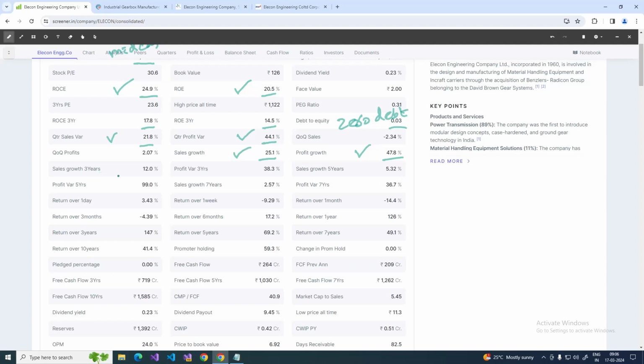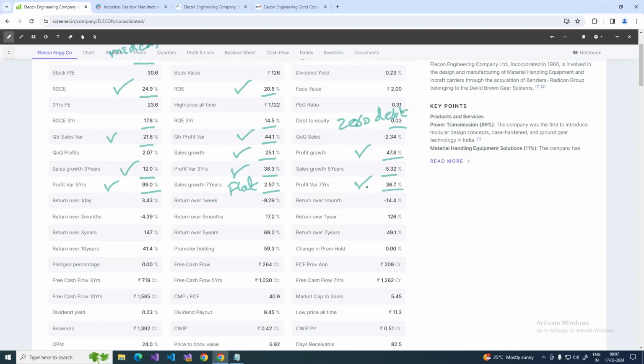Later 3 year sales growth is 12% and profit growth is 38.3%. This is also good. And 5 years sales is 5.3% and profits are 99%. So profits are excellent but sales are flat. That's 7 years. 7 years sales are 2.5%. These are flat. And profits are 36%. These are good.